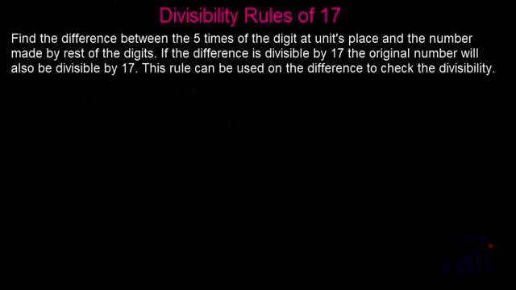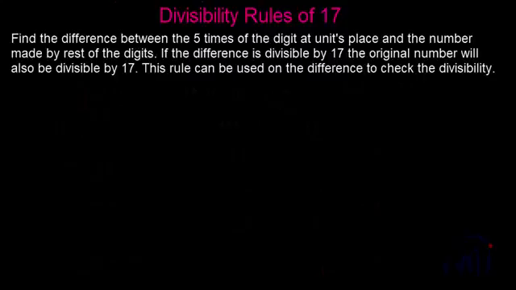Hi, so in this video we are going to learn the divisibility rule of 17. The rule says: find the difference between 5 times the digit at the units place and the number made by the rest of the digits. If the difference is divisible by 17, the original number will also be divisible by 17.